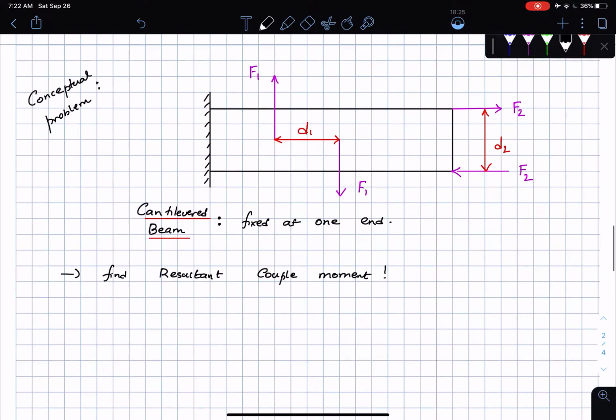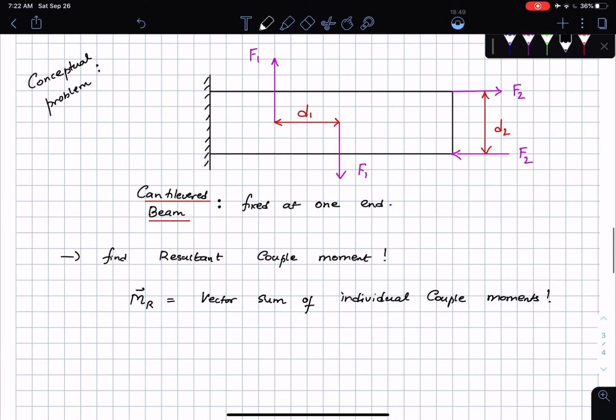Okay, so here is the basic idea. The resultant couple moment is nothing but the vector sum of the individual couple moments. So M resultant is equal to the vector sum of the individual couple moments. Okay, now a couple of things to note here. This is a planar or 2D problem.